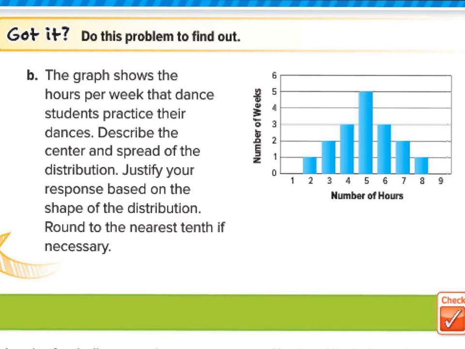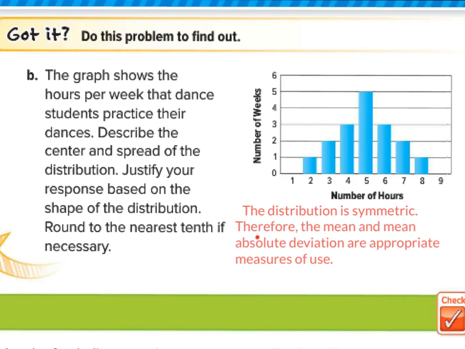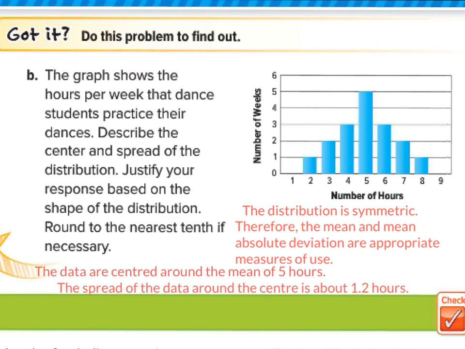So this would be, because it is symmetric, the mean and mean absolute deviation are the appropriate measures to use. So let's write that down. We'll start by stating the distribution is symmetric. Therefore, the mean and mean absolute deviation are appropriate measures to use. And let's continue by saying the data are centered around the mean of 5 hours, as you can see, and the spread of the data around the center is about 1.2 hours.